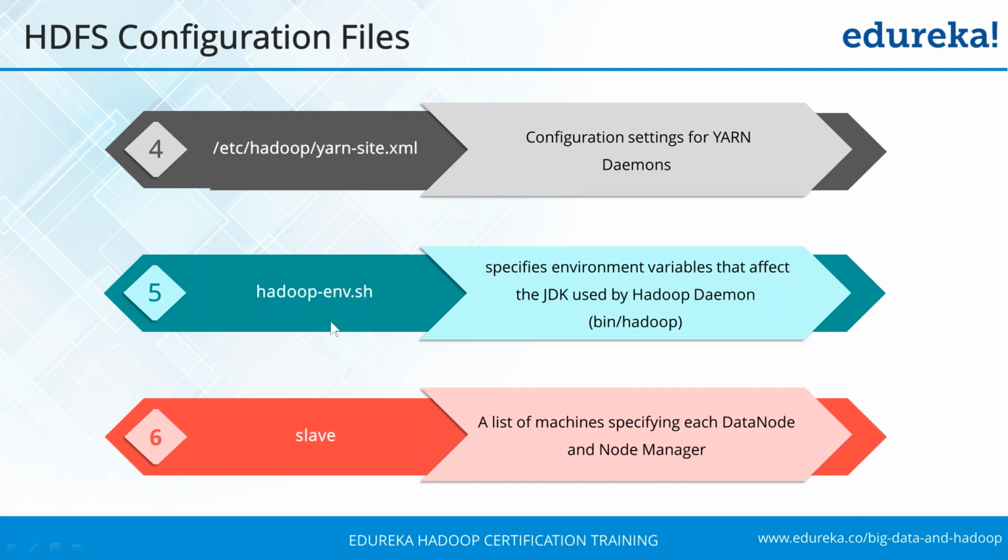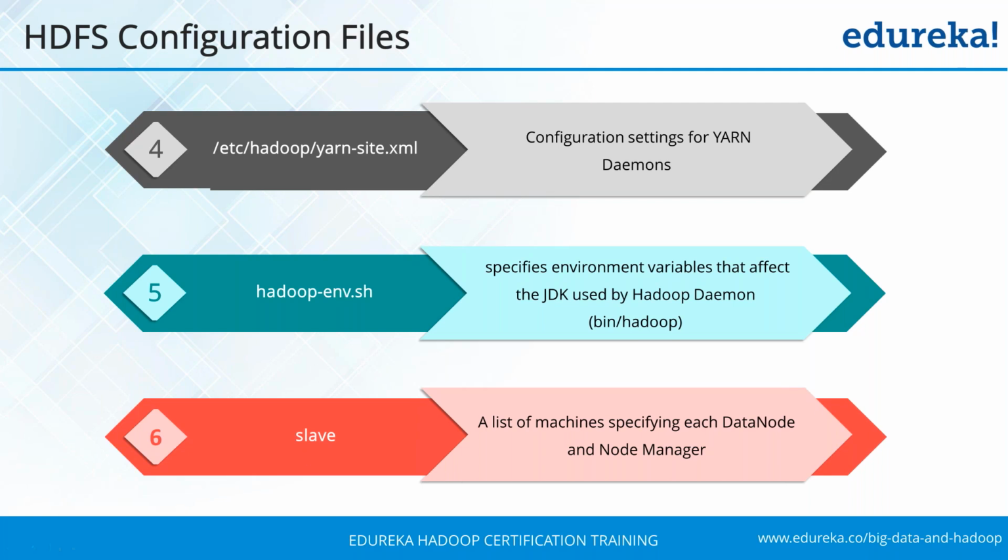Then you've got the hadoop-env.sh settings, which specify your environment variables that affect the JDK used by the Hadoop daemon. So basically it is responsible for configuring the Java Development Kit used by the Hadoop daemon, and other settings like your heap sizes. You can define the log directories and the process ID directory. All those settings go inside hadoop-env.sh.